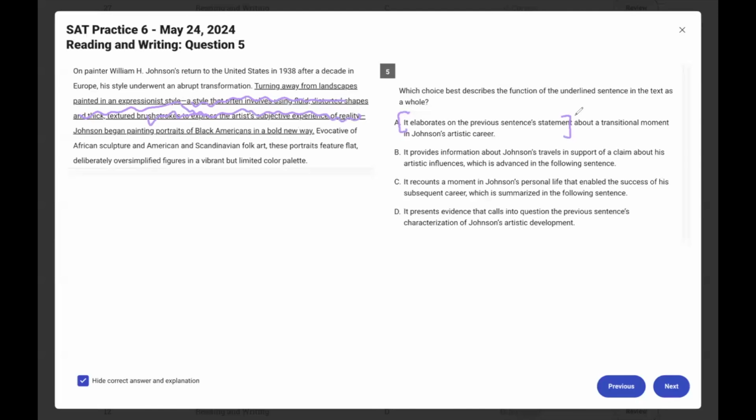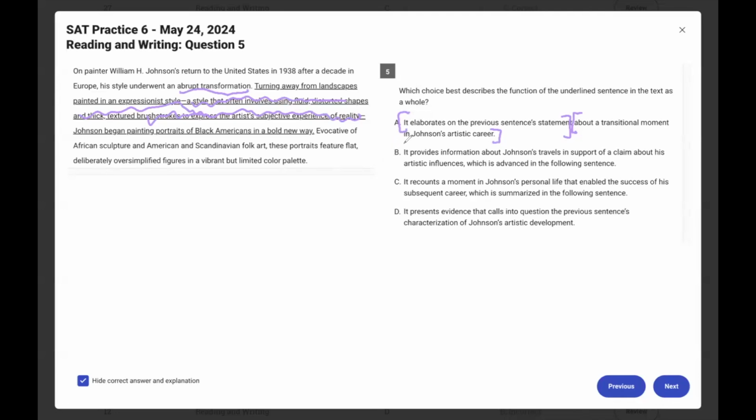Now let's look at this next part. Was that previous statement about a transitional moment in Jonson's artistic career? Yes, it was, because we're talking about how his artistic style went through an abrupt transformation. So I would say these parts all sound correct. So this is looking pretty good, but I'm going to go through the other choices just to be sure.